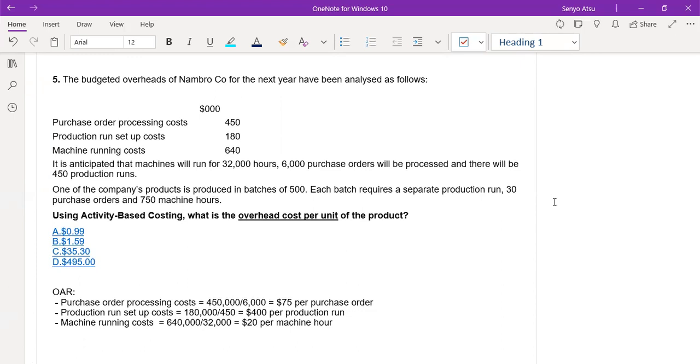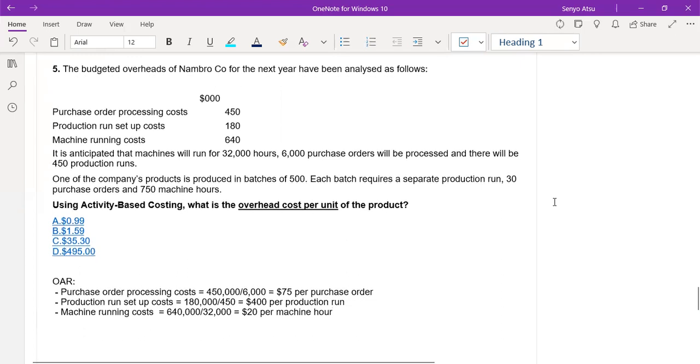Using ABC, what's the overhead cost per unit of the product? One of the company's products is produced in batches of 500. So 500 units in a batch. We are meeting a lot of batch things this morning. Each batch requires a separate production run, 30 purchase orders, and 750 machine hours.